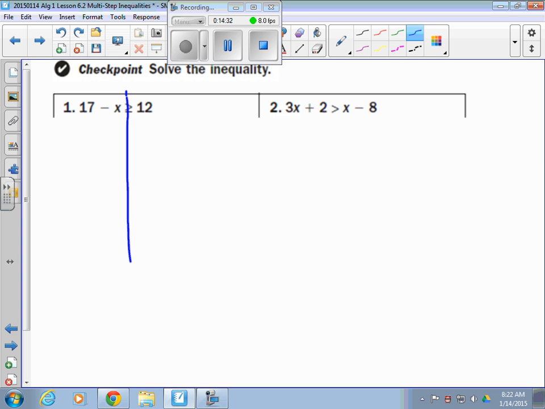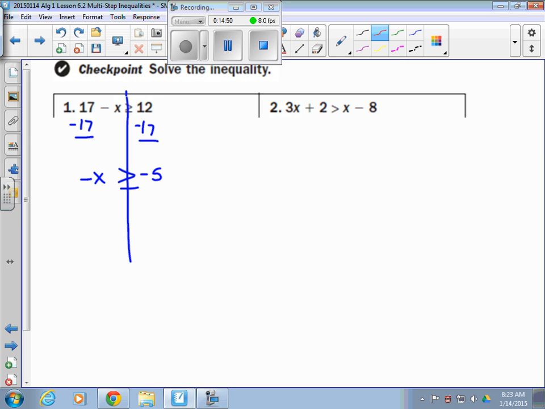You want to get x by itself. First thing you want to do is subtract 17. Do it there, do it here. 12 minus 17 is negative 5. Negative x, all we did was subtract. We didn't do anything to reverse the symbol. Negative x is greater than or equal to negative 5.